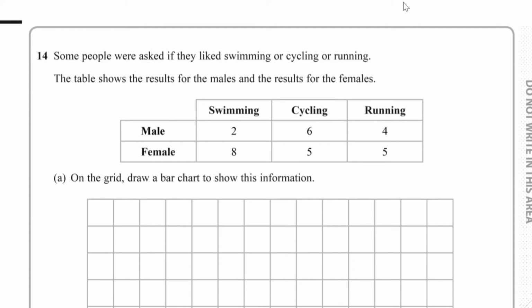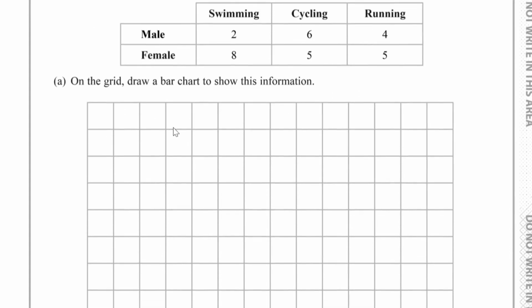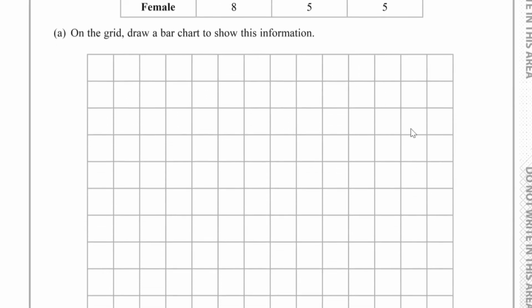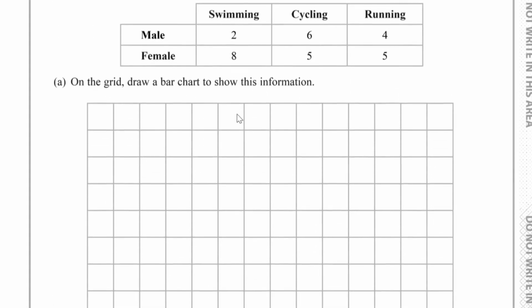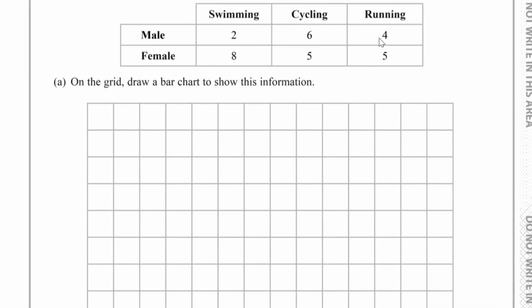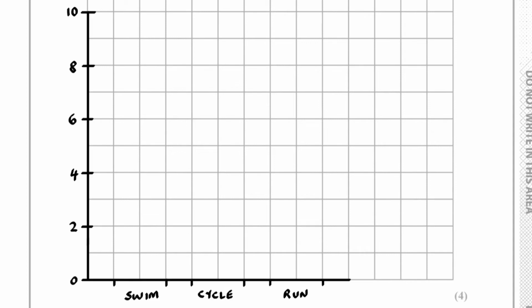Question number 14. Some people were asked if they like swimming or cycling or running. The table shows the results for males and the results for females, and for part A on the grid, we have to draw a bar chart for this information. Well, we've got a maximum of 8, and we've got 3 categories: swimming, cycling and running. So let's create our scales as we see here.